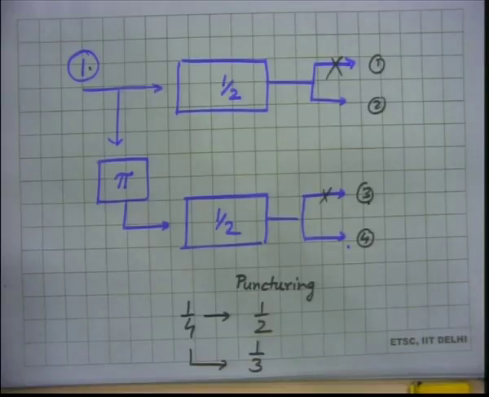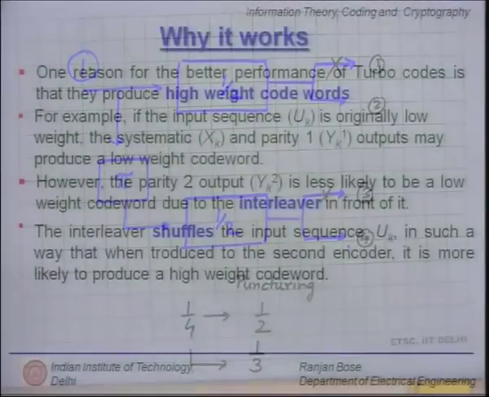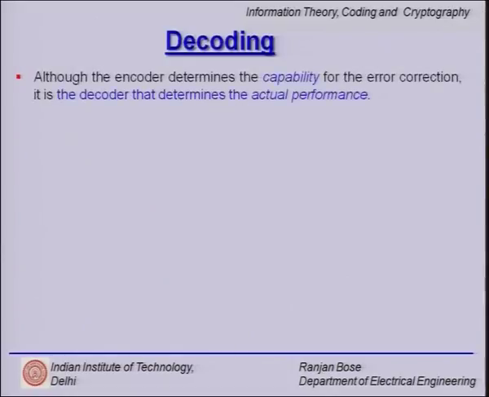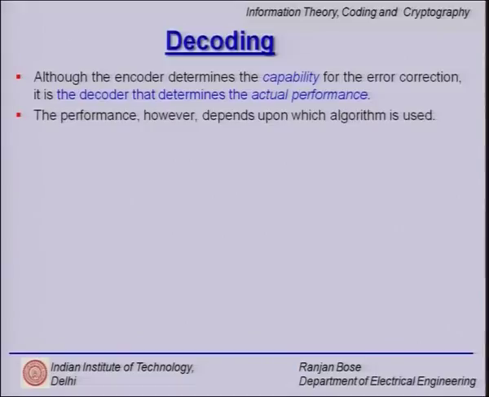So, we come back to the slides. And we now focus our attention on the decoding part, because we have just now understood that encoding is very easy, it is fairly hardware friendly. So, the encoder determines the capability for error correction, it is the decoder that determines the performance. There is a difference between the capability and actual performance. So, you can have several kinds of decoders, and we will discuss two of them briefly at the end of this lecture. So, there is a decoder which will decide the performance.